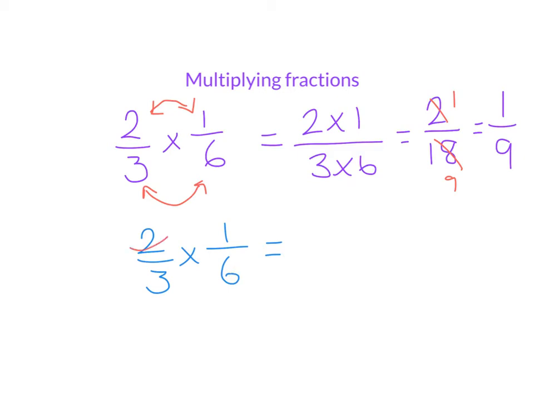And I see that both the 2 and the 6 are in the 2 times table. So I'm going to divide each of those by 2. And as long as I've done the same on the top as I have on the bottom, then I've not changed the value. I've just made an equivalent fraction. So now I can do the multiplication. 1 times 1 I've got this time on the top, and I've got 3 times 3 on the bottom. So that will give me 1 times 1 is 1, and 3 times 3 is 9.